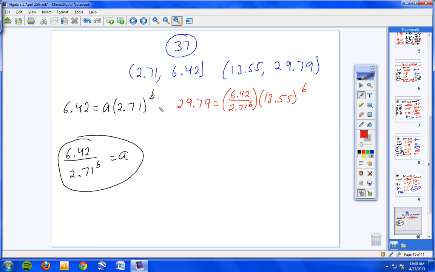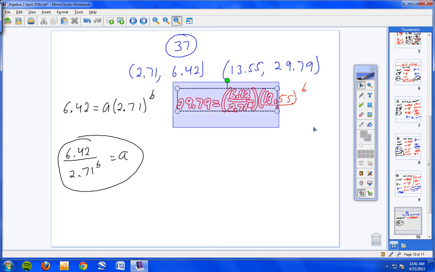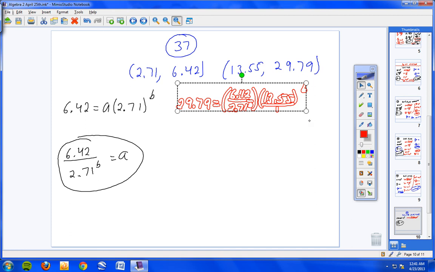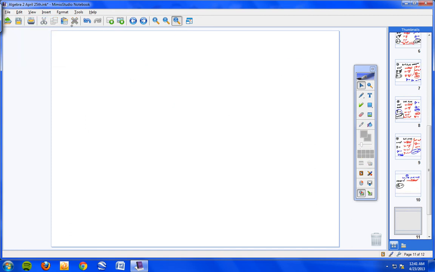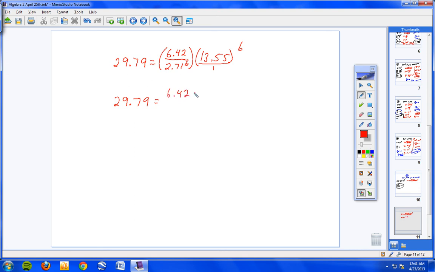Now what I've taught you to do is go ahead and put this over 1 and multiply these two fractions together. I think we're going to need a little bit of room here for this puppy, so let's see if we can take care of this. Much better. Okay, now multiply these two fractions together. So 29.79 equals 6.42 times 13.55 to the B power all over 2.71 to the B power.